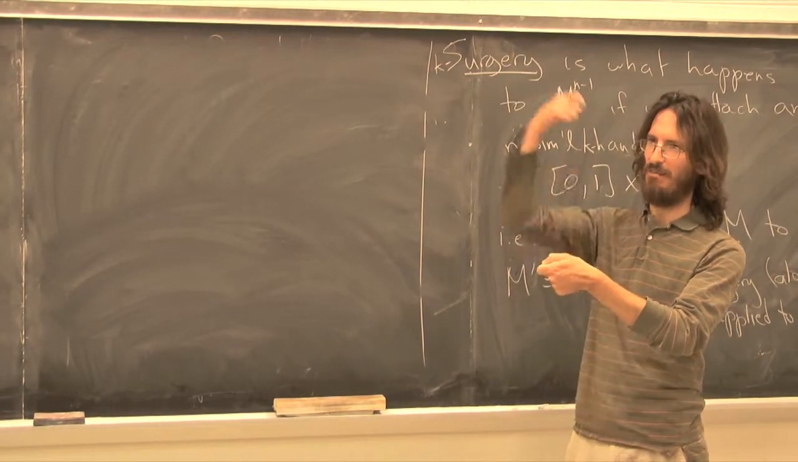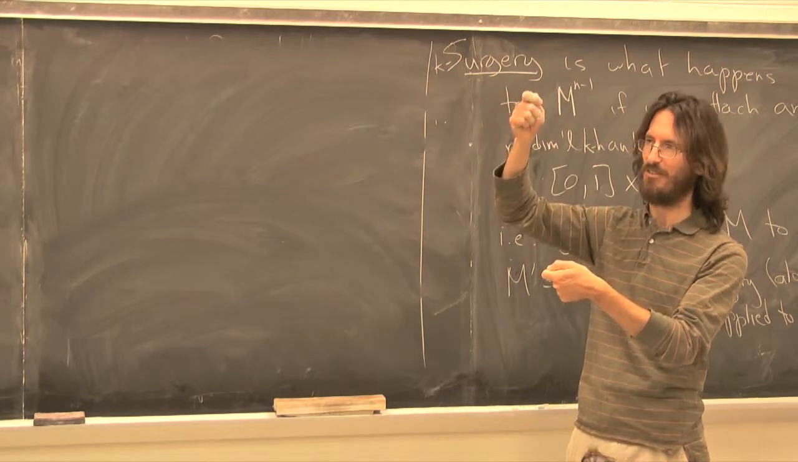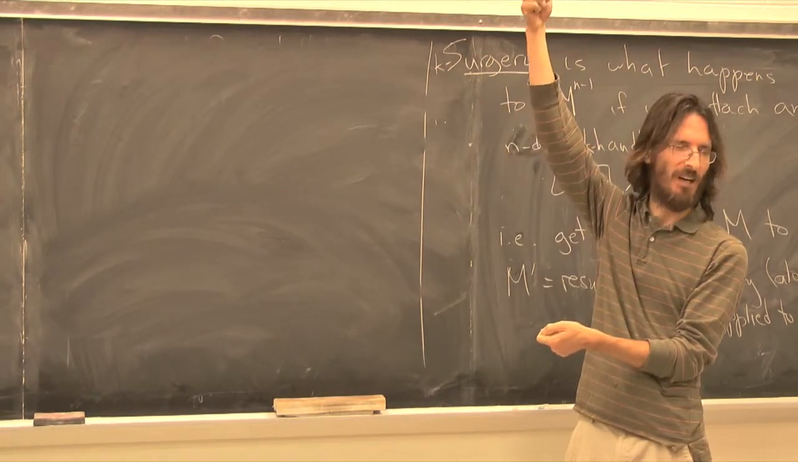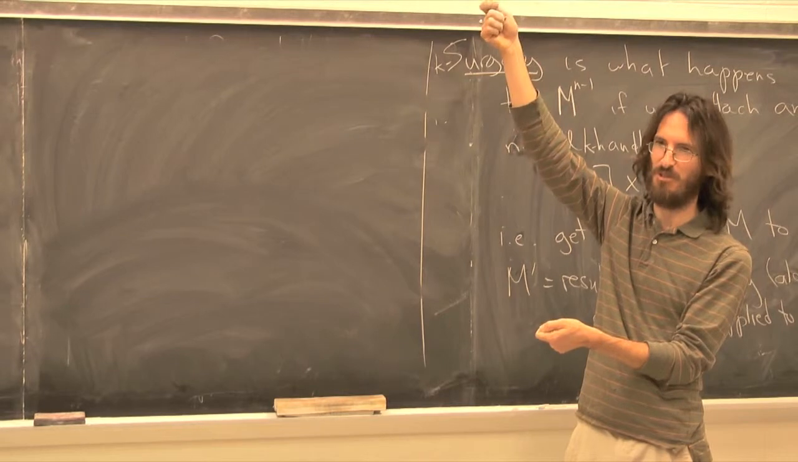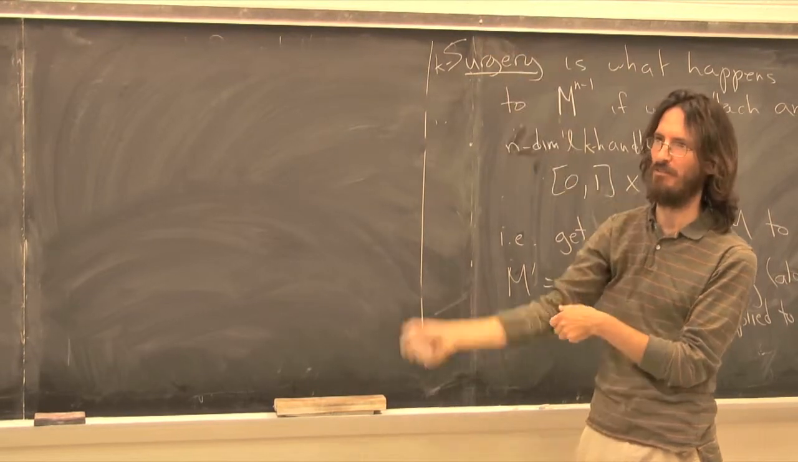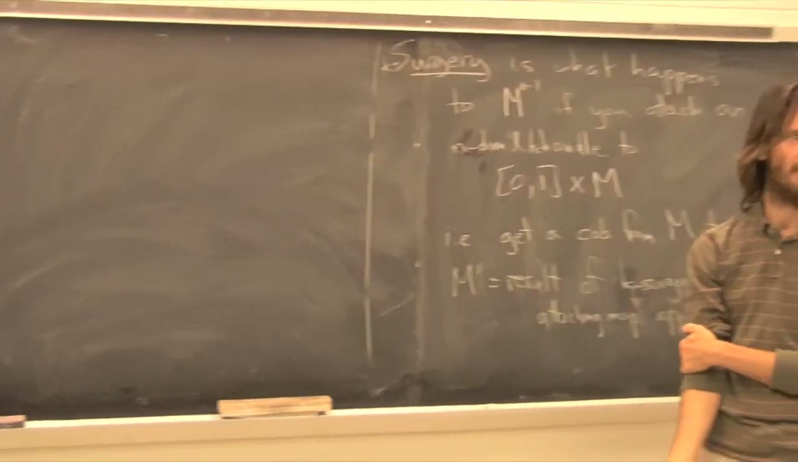So surgery is what happens to the boundary when you attach the handle. So if you're ever going to cap something off, then the appropriate surgery had better produce a sphere. So you can cap it off with a top dimensional handle.